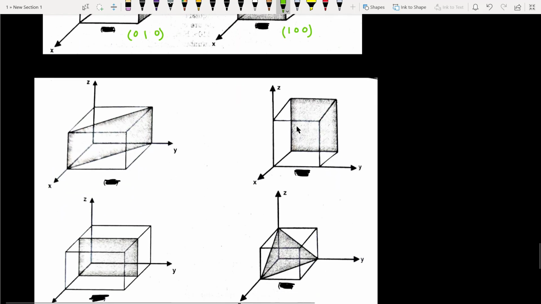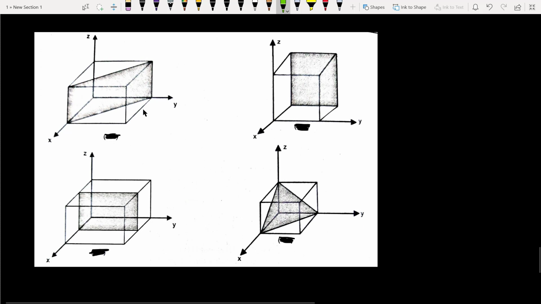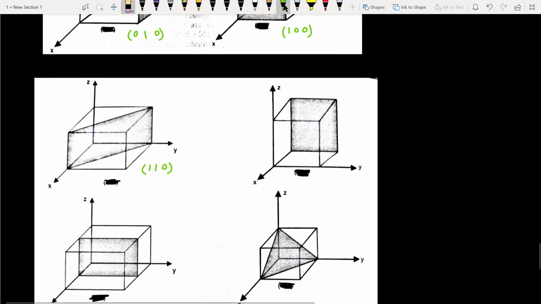Now consider this plane. This plane is parallel to z-axis and cuts x and y-axis. So its Miller indices will be 1 1 0, 0 for z-axis. So now this plane is parallel to y-axis and parallel to z-axis. So y and z Miller indices will be 0, and it is on the negative x-axis as this is the origin. So it will be 1 bar.